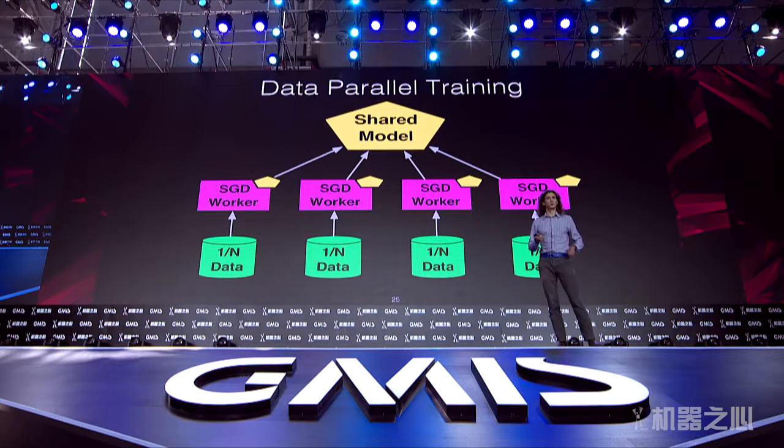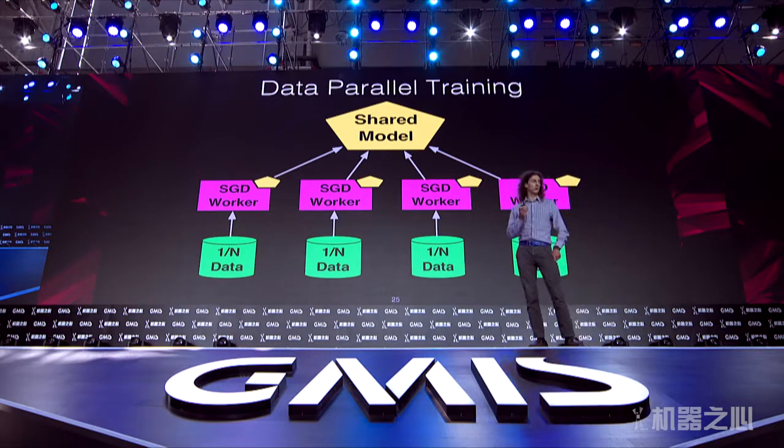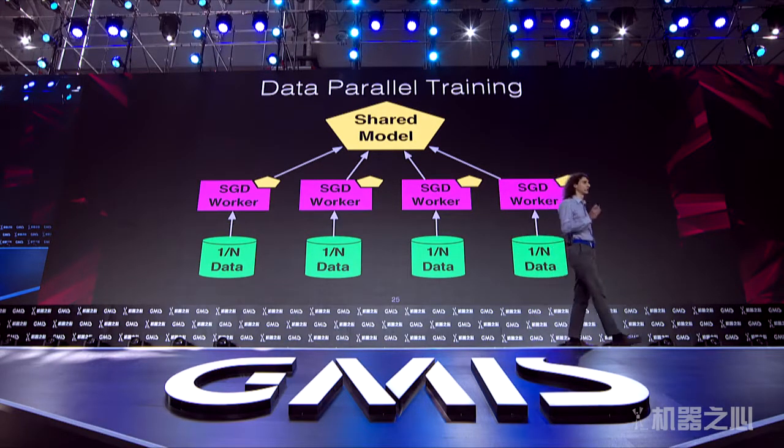But each worker also has a full copy of the entire neural network model. And importantly, they collaborate to produce one shared model at the end, because we just want to get a single neural network out. And exactly how they do that collaboration is really the crux of the issue. And that's what we're going to dive into.